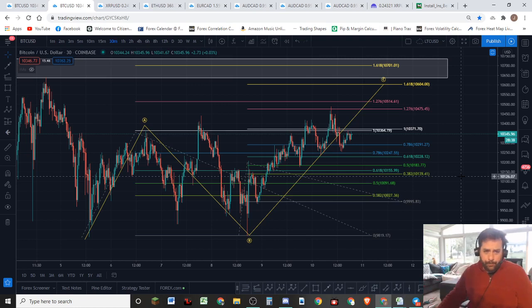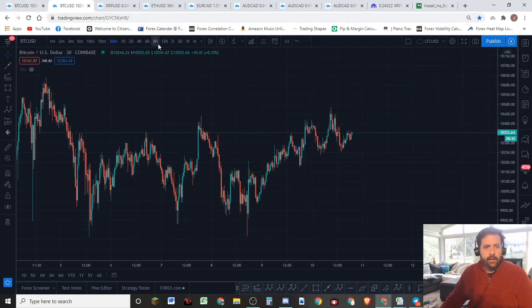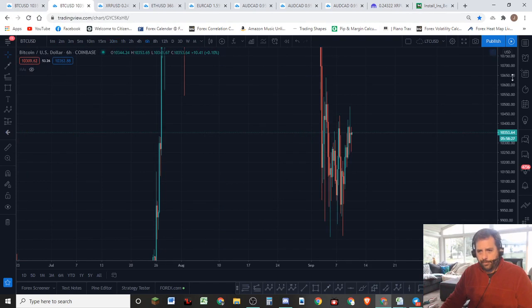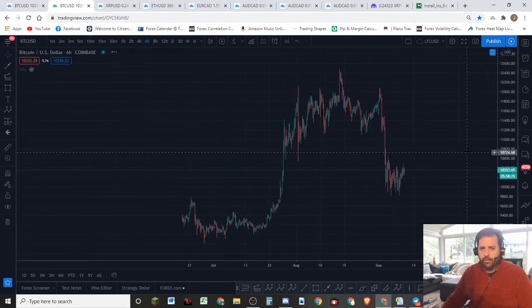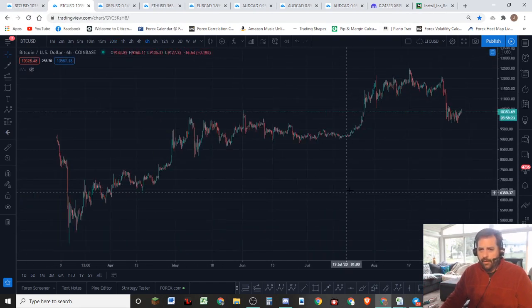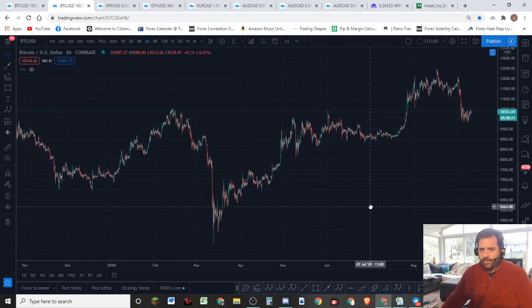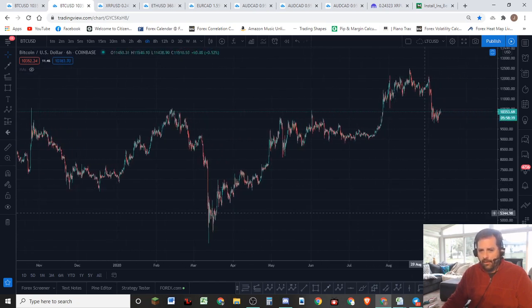Okay. Finally, we're going to look at the fractal that I've seen in Bitcoin here. What I want to do is zoom out here. I'm going to remove my drawings and zoom out here to the 6-hour chart and just show you an area on the chart where this has already happened. And it's already happened once. We get the same shape, and we're getting it again, okay?